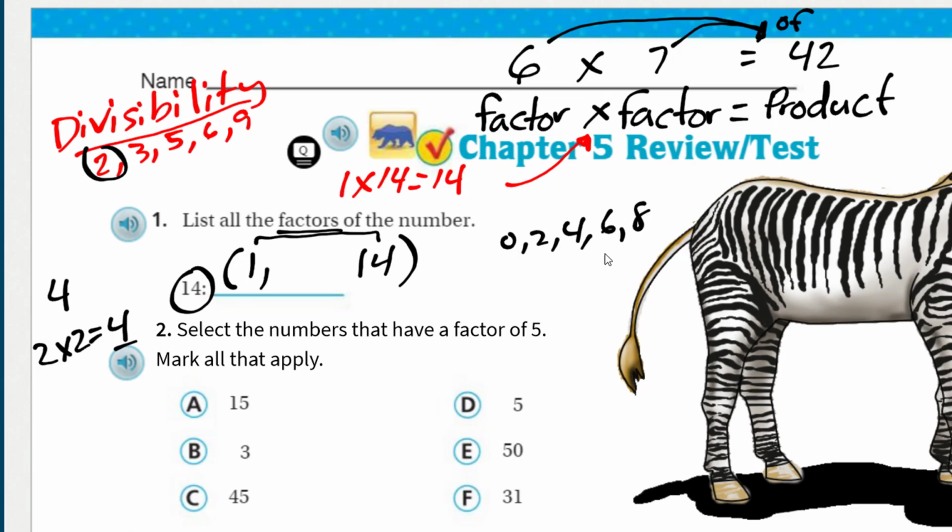So if it ends in one of those digits, it's divisible by 2, which means you can divide it by 2, which also means there's a factor of 2, because 2 times something then is going to give you 14, which I know you guys are all shouting the answer going, yeah, it's 7, it's 7. I know. You guys are like super smart.